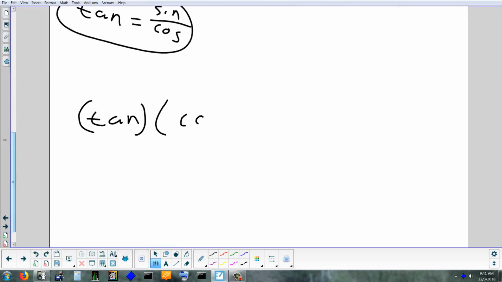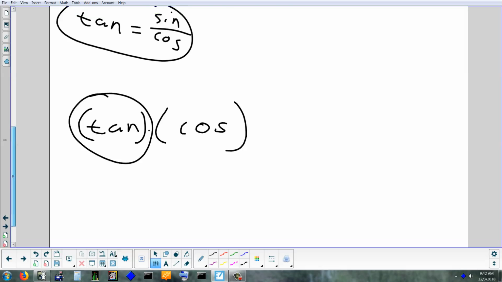Tangent times cosine. These are the kind of problems we're gonna look at for the rest of the week. Well, tangent times cosine. That's a trig expression, but that's kind of complicated. It's complicated because you got two of them, and you're multiplying them together. Well, there's a way to simplify that.